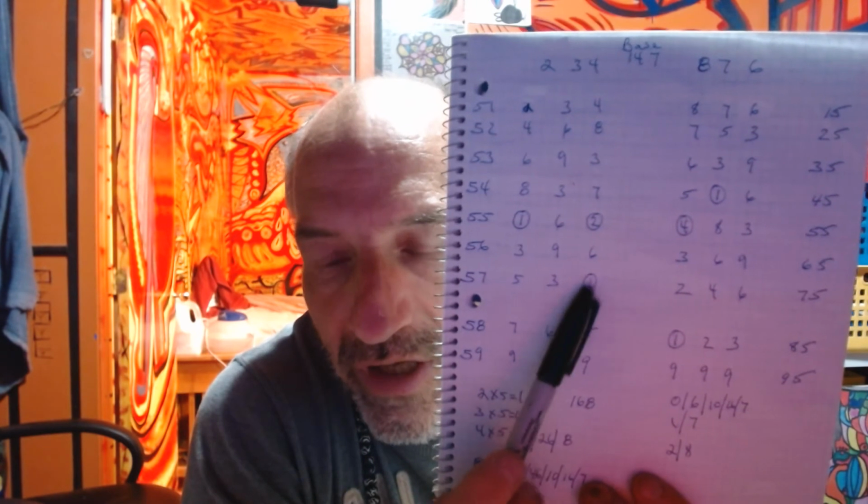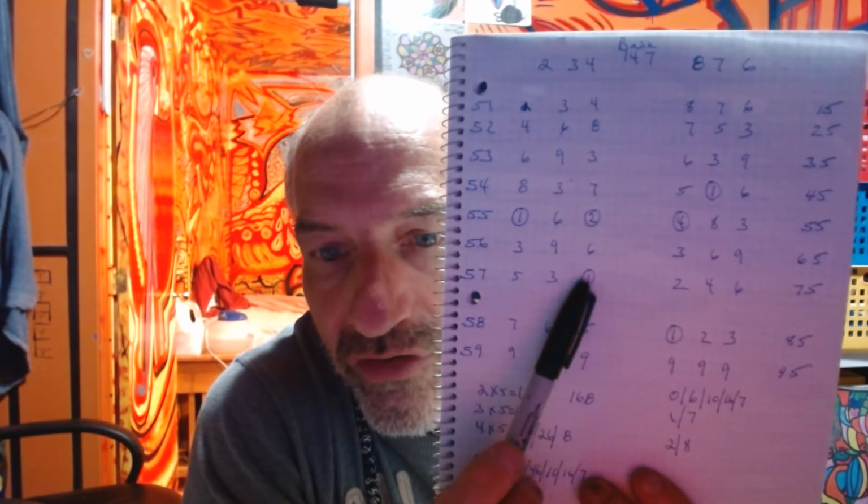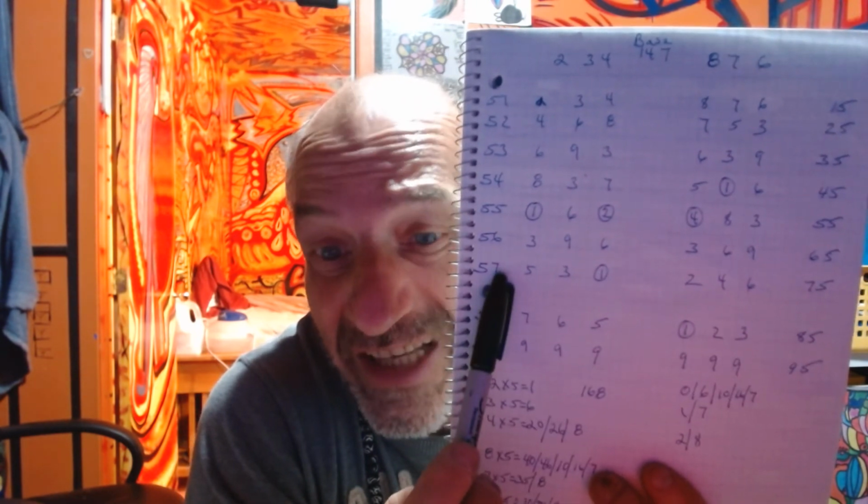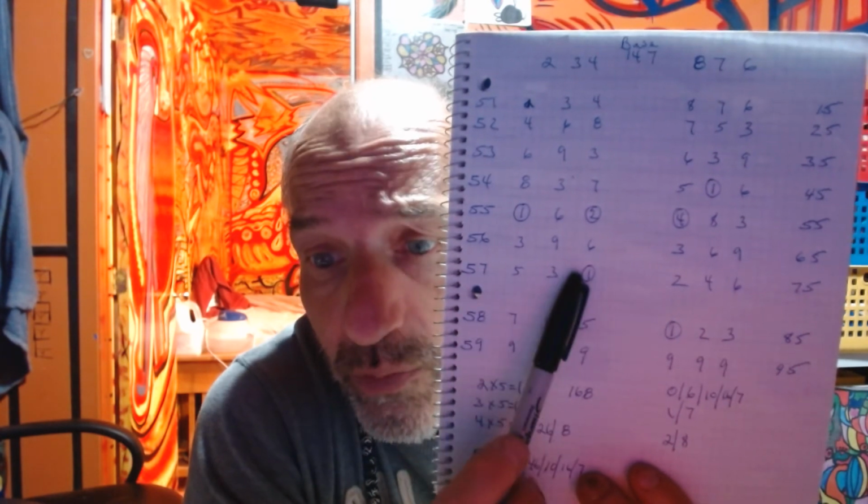8, 1. And since the 1 is circled, the reason it's circled is because 4 by 7, 28th cycle of the moon. 2 plus 8 equals 10. All zeros equal 6 because of this over here.